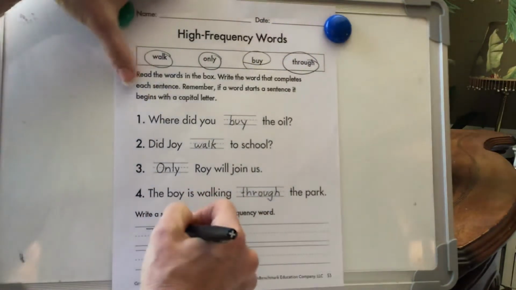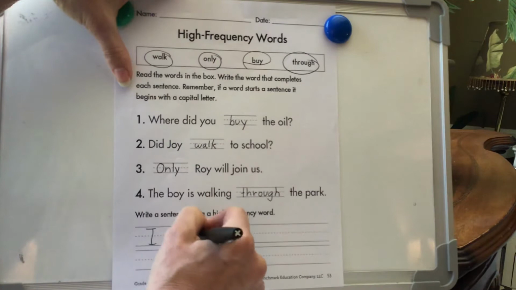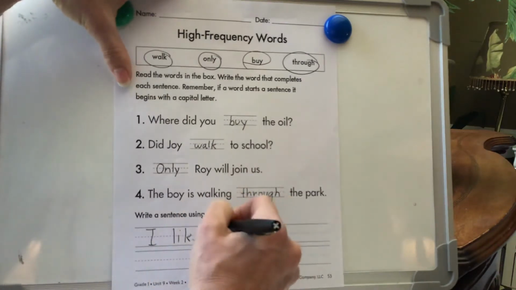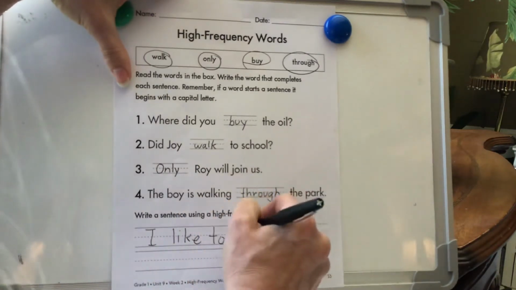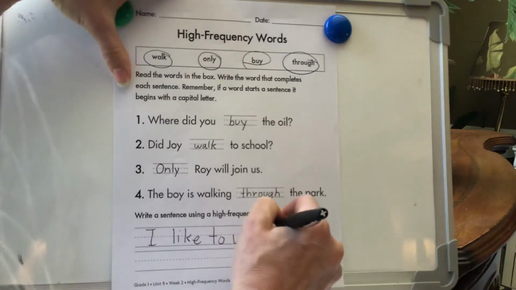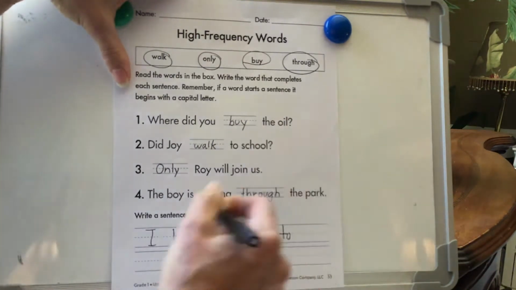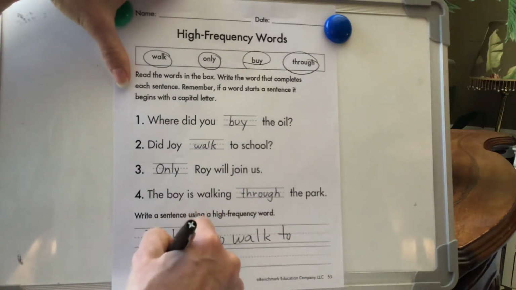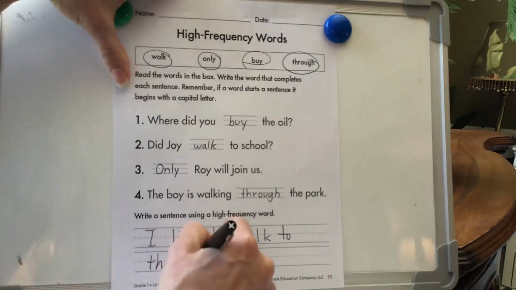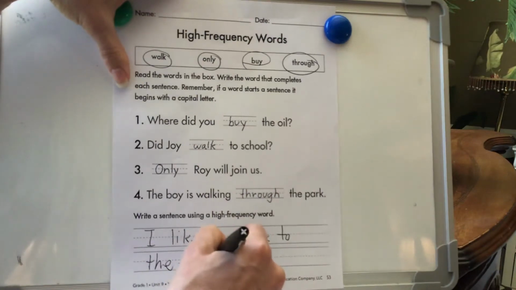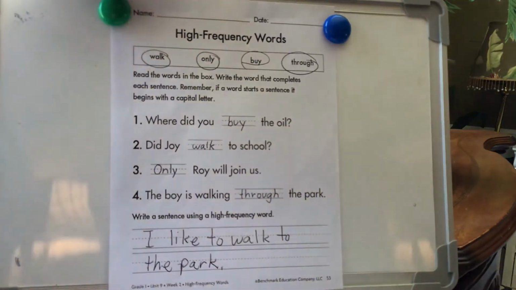Sorry, it's hard for me to write like this. I like to walk to the park. Again, I apologize for my handwriting. It's hard for me to write standing up like this. There's not enough room for my arm.